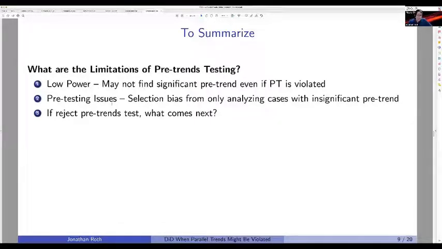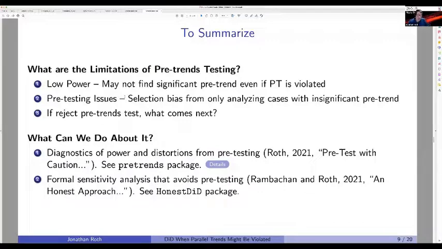There's a third issue, which I haven't talked about yet, but we'll just mention briefly, which is that sometimes we do reject the pre-trends test. So that's good in the sense that we got a signal from the data. Parallel trends is probably implausible. It didn't hold in the pre-treatment period. But there's then a question of what comes next, right? We still want to learn about the treatment effect. We still want to write a paper so that we can get tenure. But the standard approach isn't so clear. It basically tells us your design is implausible, and so it's not obvious what we should do next.